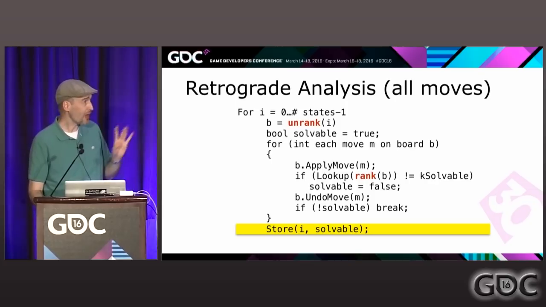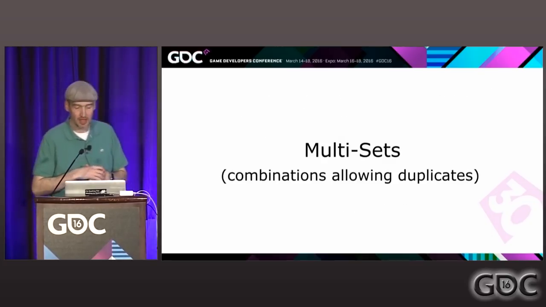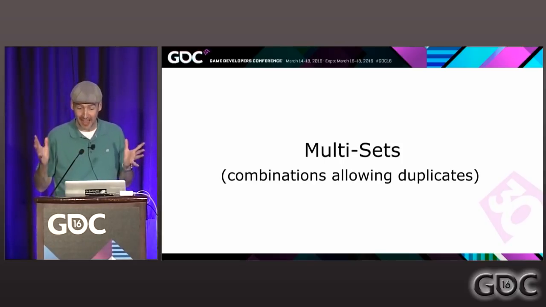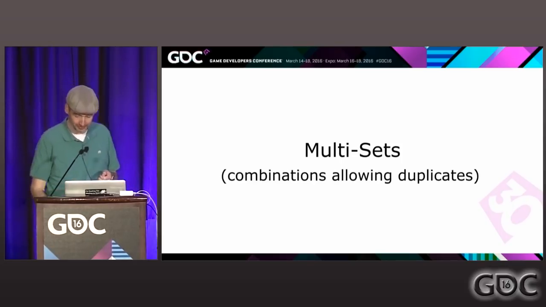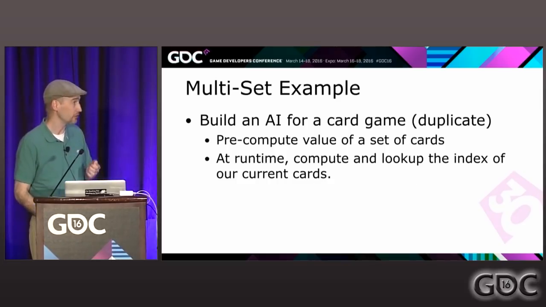Now, there's also a lot of problems that are related to this that have to do with what's called multisets. And multisets are combinations where you allow duplicates. I don't have any time today to talk about how to handle multisets, but I wanted to show an example of this and why you might be interested in using these.